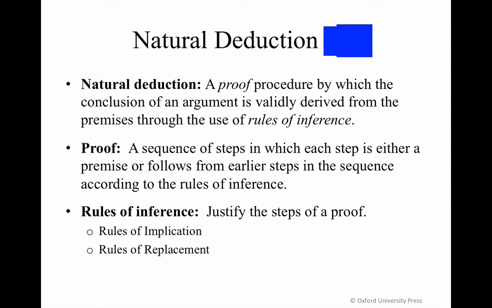We also can define a proof as a sequence of steps in which each step is either a premise or follows from earlier steps in the sequence. In other words, a step that follows from earlier steps would be considered an intermediate conclusion that is also a premise that leads us to the conclusion of the argument. Now, the rules of inference that we're going to use are implication rules. Replacement rules are rules of equivalence. We won't get to those in this class, but we've actually talked a little bit about them previously.